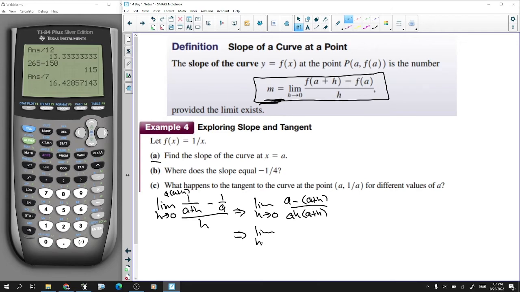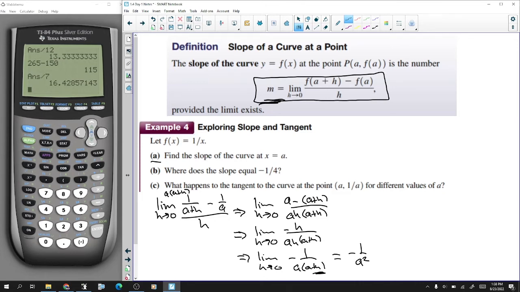Now we have the limit as h approaches 0 of negative h over a, h, a plus h. Now we have the limit as h approaches 0 of negative 1 over a times a plus h. And now we can actually plug in 0 into this, and we get negative 1 over a squared. So that is the slope of the curve at a.